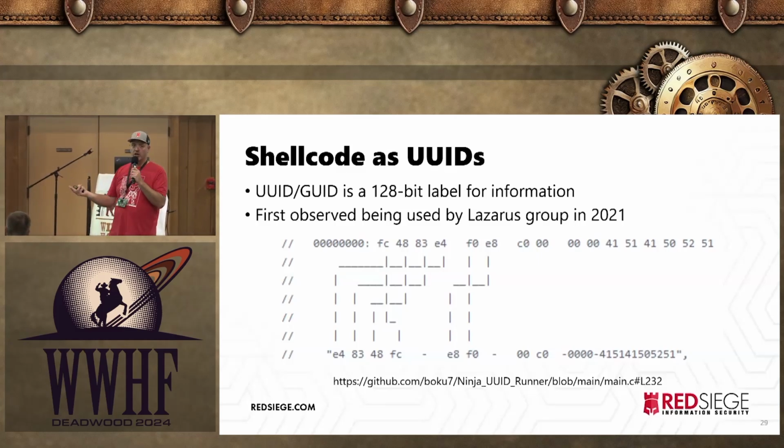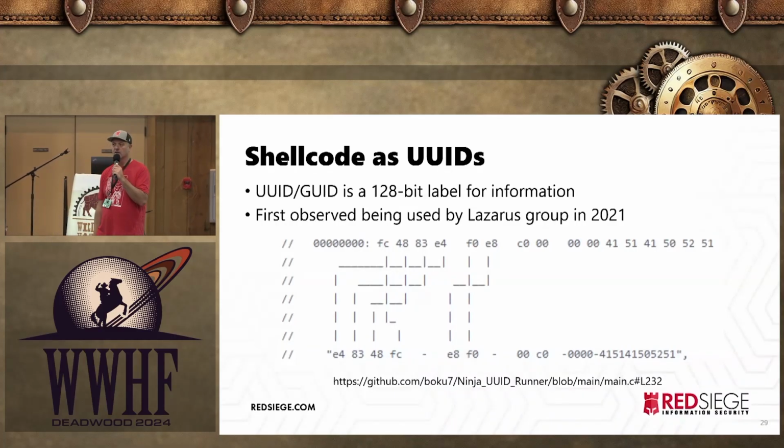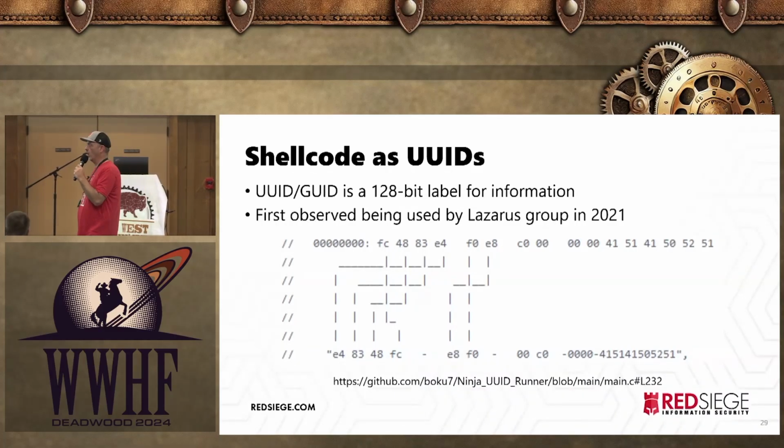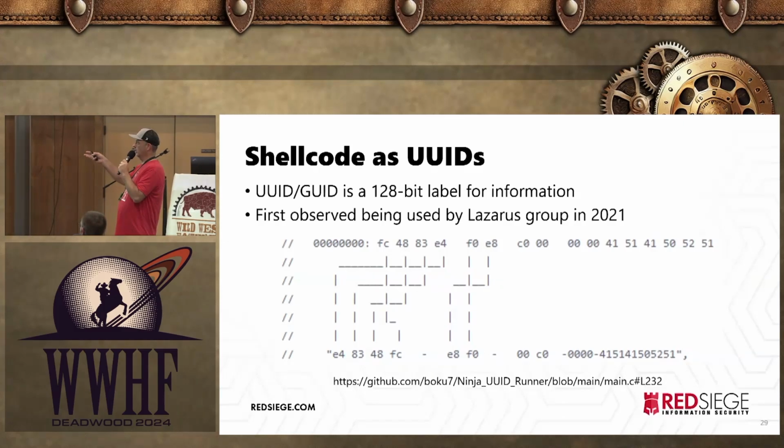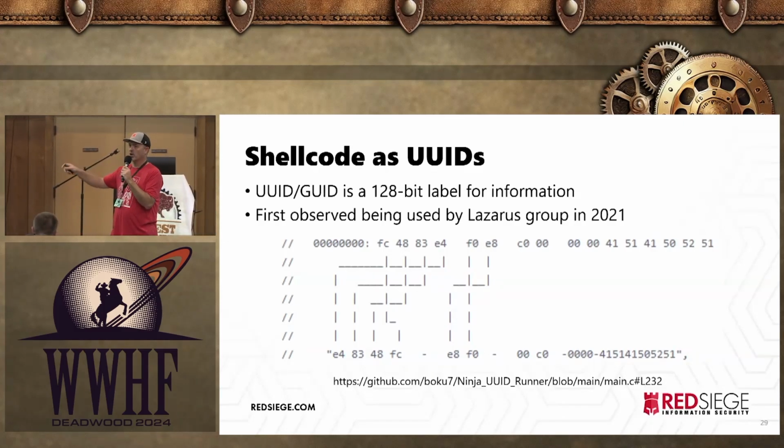But Bobby Cook, Boku7, is a super smart guy, and he wrote this tool for a Cobalt Strike loader called Ninja UUID Runner. You can see here what actually happens to the shellcode bytes. These are the first 16 bytes of shellcode here. We see that FC, which is the first one, goes here, then 48, 83, 84. So the first 4 bytes are reversed.